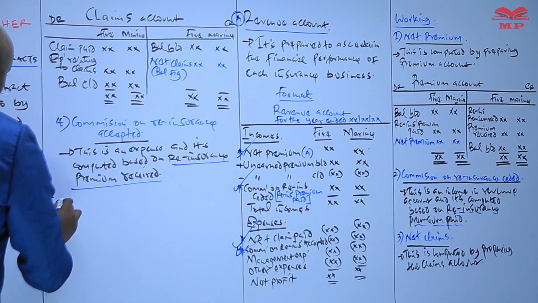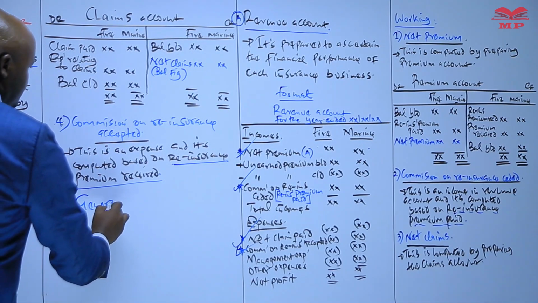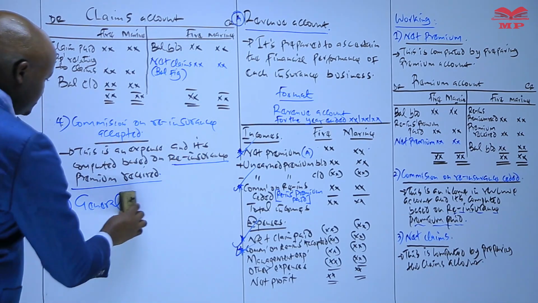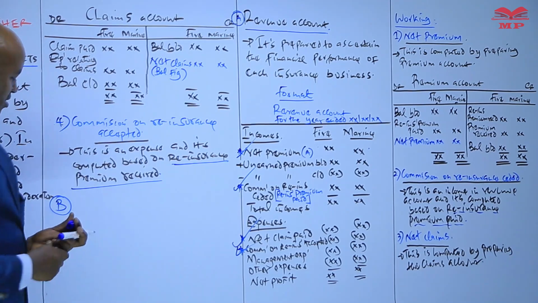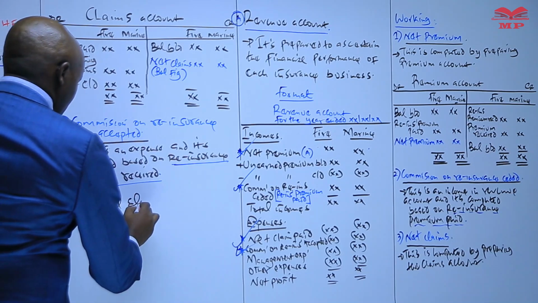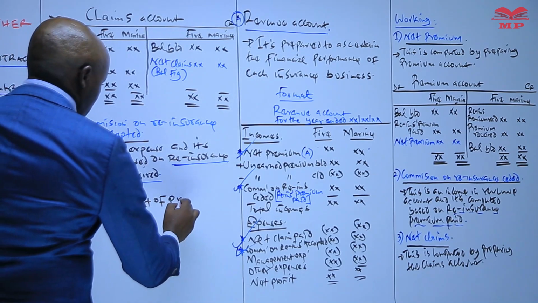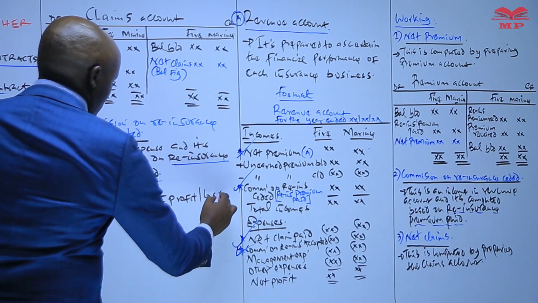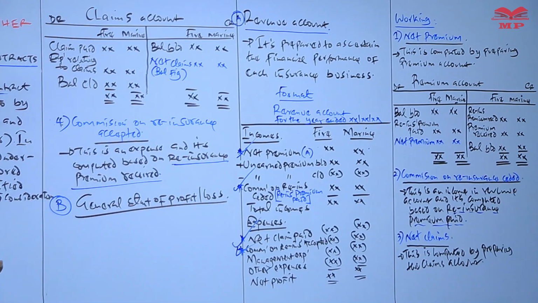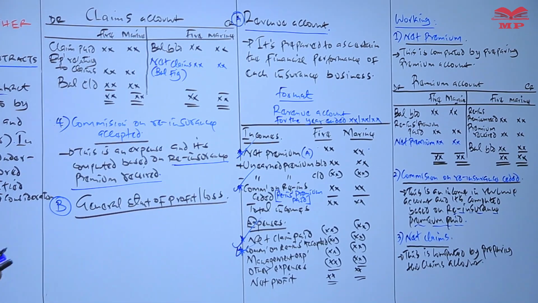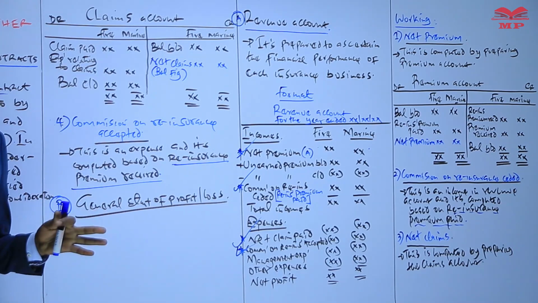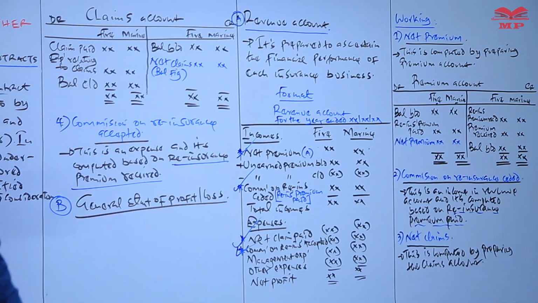So then from there we have the general statement of profit or loss, or basically the general income statement. So this one is basically prepared now to determine the profit or loss of the insurance company, not from a specific insurance business, the profit or loss of an insurance company in a certain financial year.